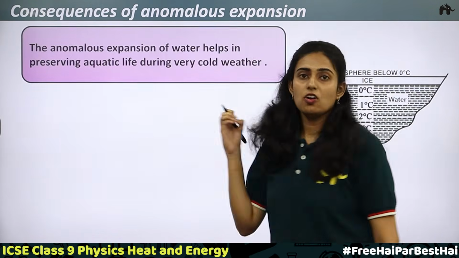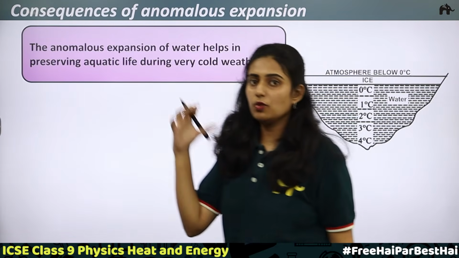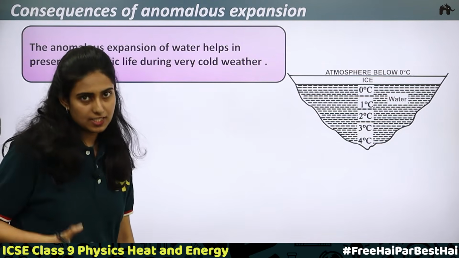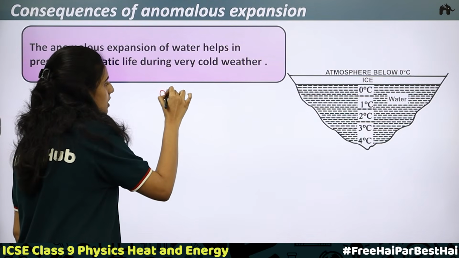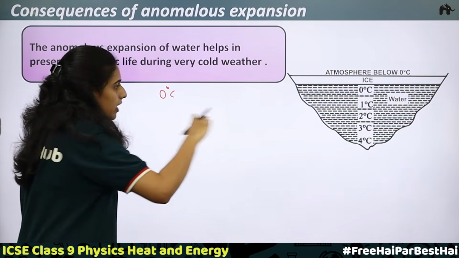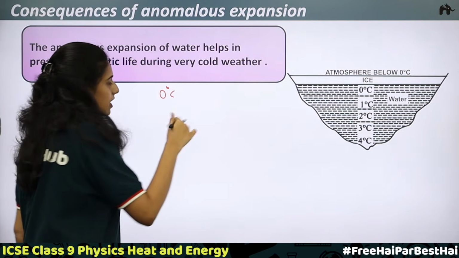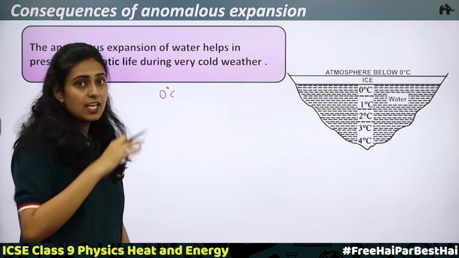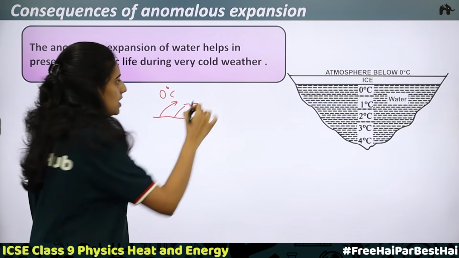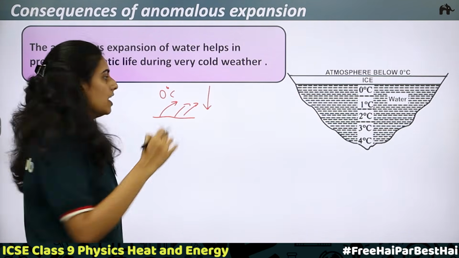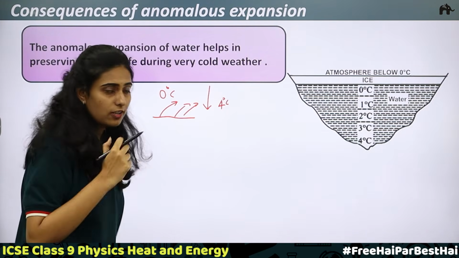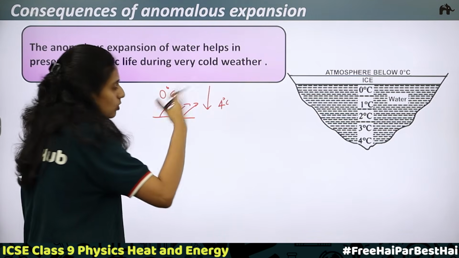Understood? Okay. Consequences of anomalous expansion: during the winter climate or during the cold season, what is happening? We know that the atmospheric temperature is decreasing. Atmospheric temperature may go below 0 degrees Celsius. In any water bodies, lakes or rivers, there will be a topmost layer of water. When the atmospheric temperature is decreasing, this layer will start radiating heat energy. When it radiates heat energy, the temperature is decreasing. Till 4 degrees Celsius, when the temperature decreases, there will be contraction. So this layer of water will radiate heat energy.